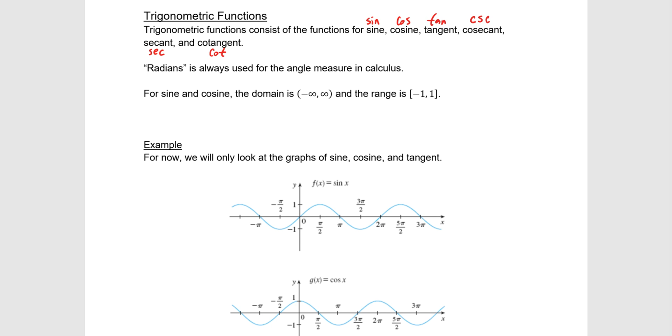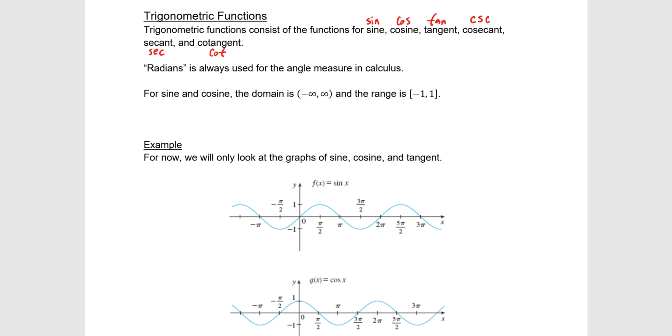Okay, and hopefully we remember the reciprocal identities. Sine and cosecant are reciprocals, cosine and secant are reciprocals, tangent and cotangent are reciprocals. And also remember, reciprocals is not the same as inverse.